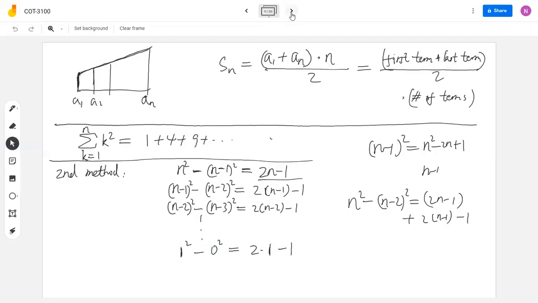Okay, so now if we add all these equations together, what are we going to get? Because we have minus n minus 1 squared and plus n minus 1 squared, they cancel. This phenomenon is called telescoping. Okay, so we have minus n minus 2 squared and plus n minus 2 squared, they cancel. And so what we are going to end up with on the left-hand side is just n squared.